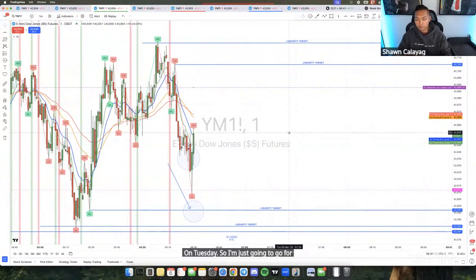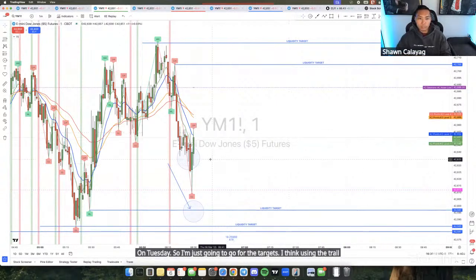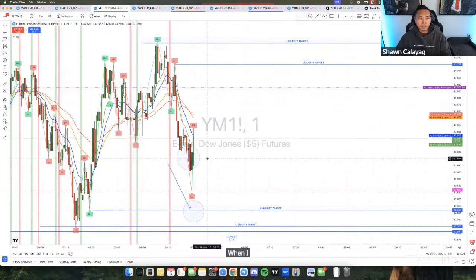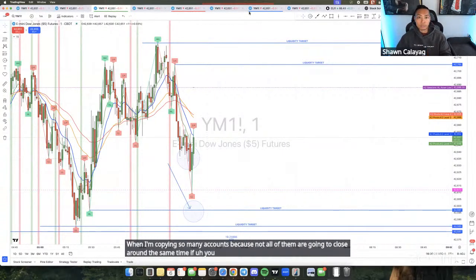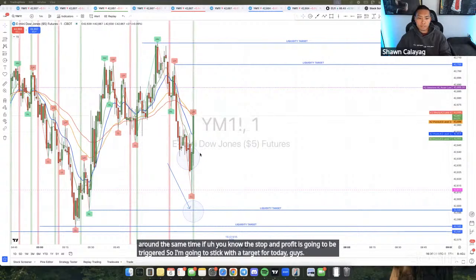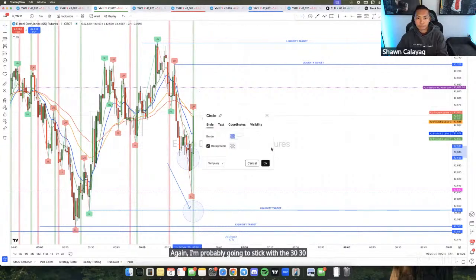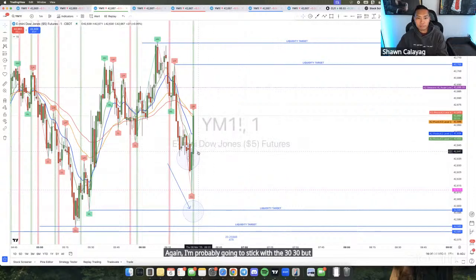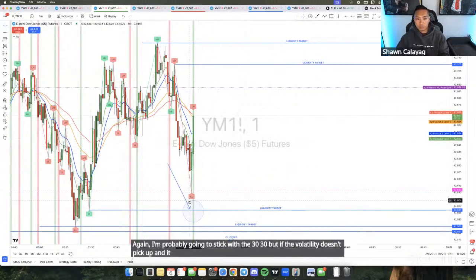I think using the trailing stop is a little tricky when I'm copying so many accounts, because not all of them are going to close around the same time when the stop or profit is triggered. So I'm going to stick with a target for today, guys. I'm probably going to stick with the 30-30, but if the volatility doesn't pick up and it stays flat, then I'm going to go back to my 20-30.